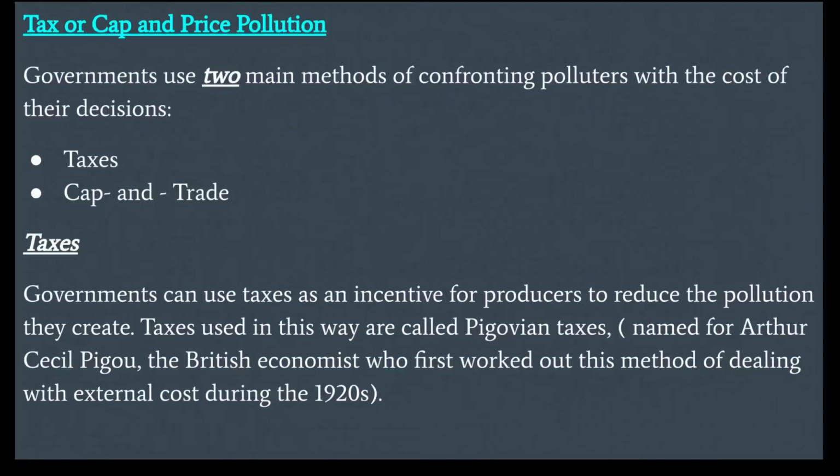Tax or cap and price pollution. Government uses two main methods of confronting polluters with the cost of their decisions. One is taxes, the second is cap and trade. Taxes: government can use taxes as an incentive for producers to reduce the pollution they create. Taxes used in this way are called Pigouvian taxes, named for Arthur Cecil Pigou, the British economist who first worked out this method of dealing with external costs during the 1920s.